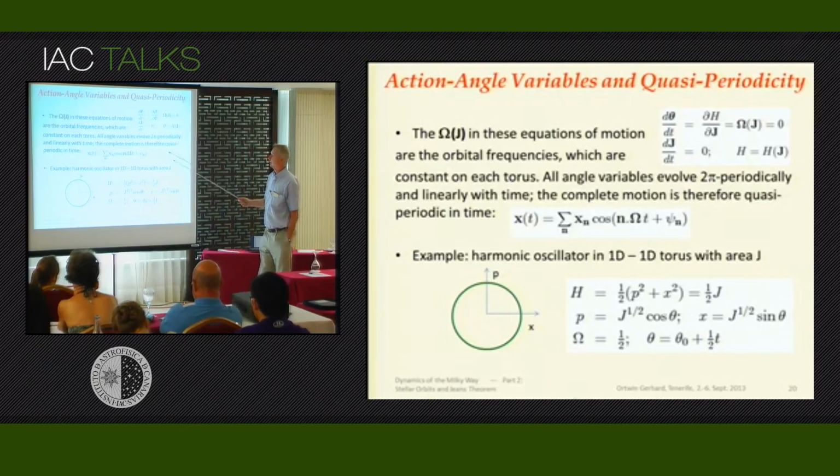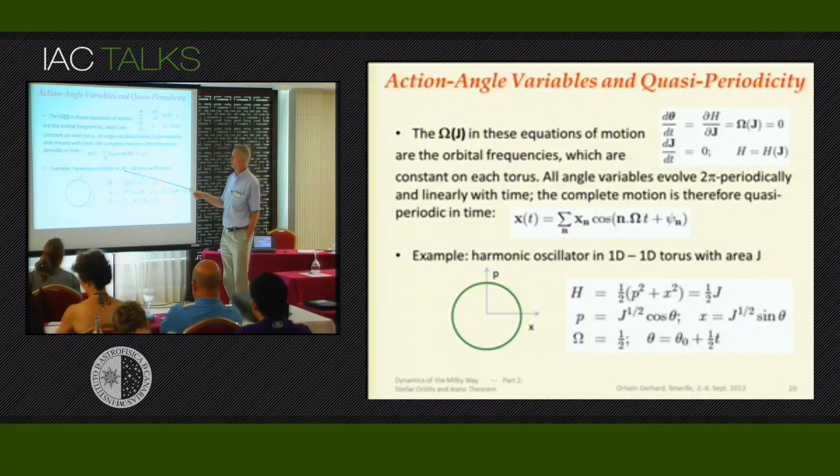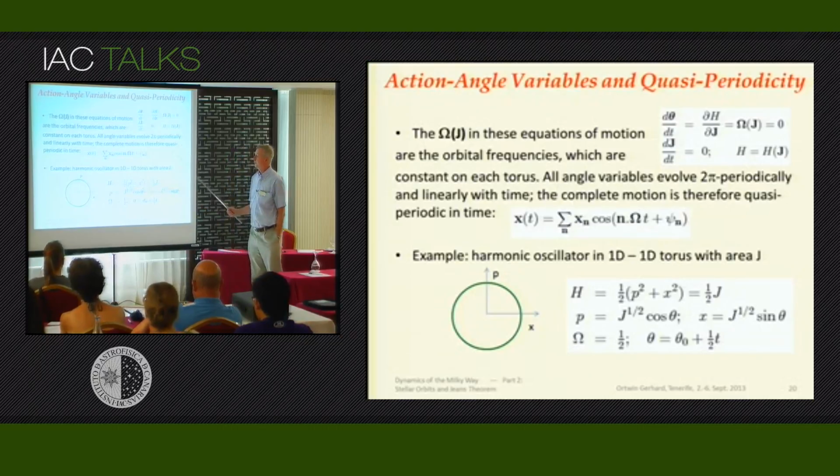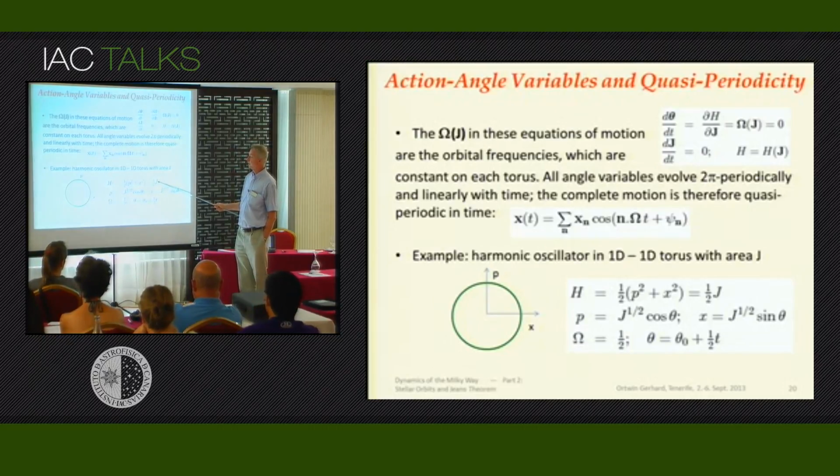And it means that basically I can expand any of the phase space coordinates as a Fourier series in terms of n dot omega t plus some phases. And so any orbit can then be expanded as a quasi-periodic function of time.